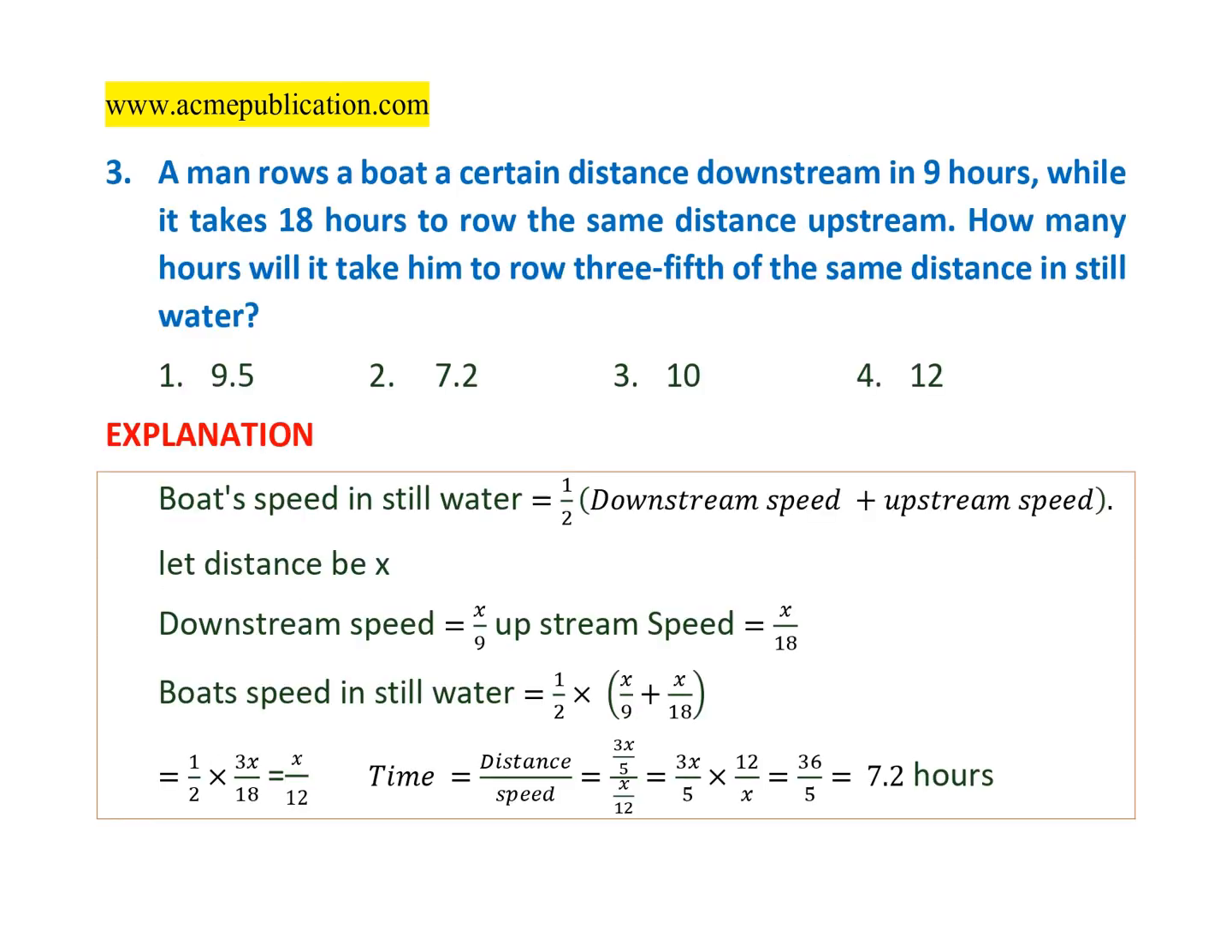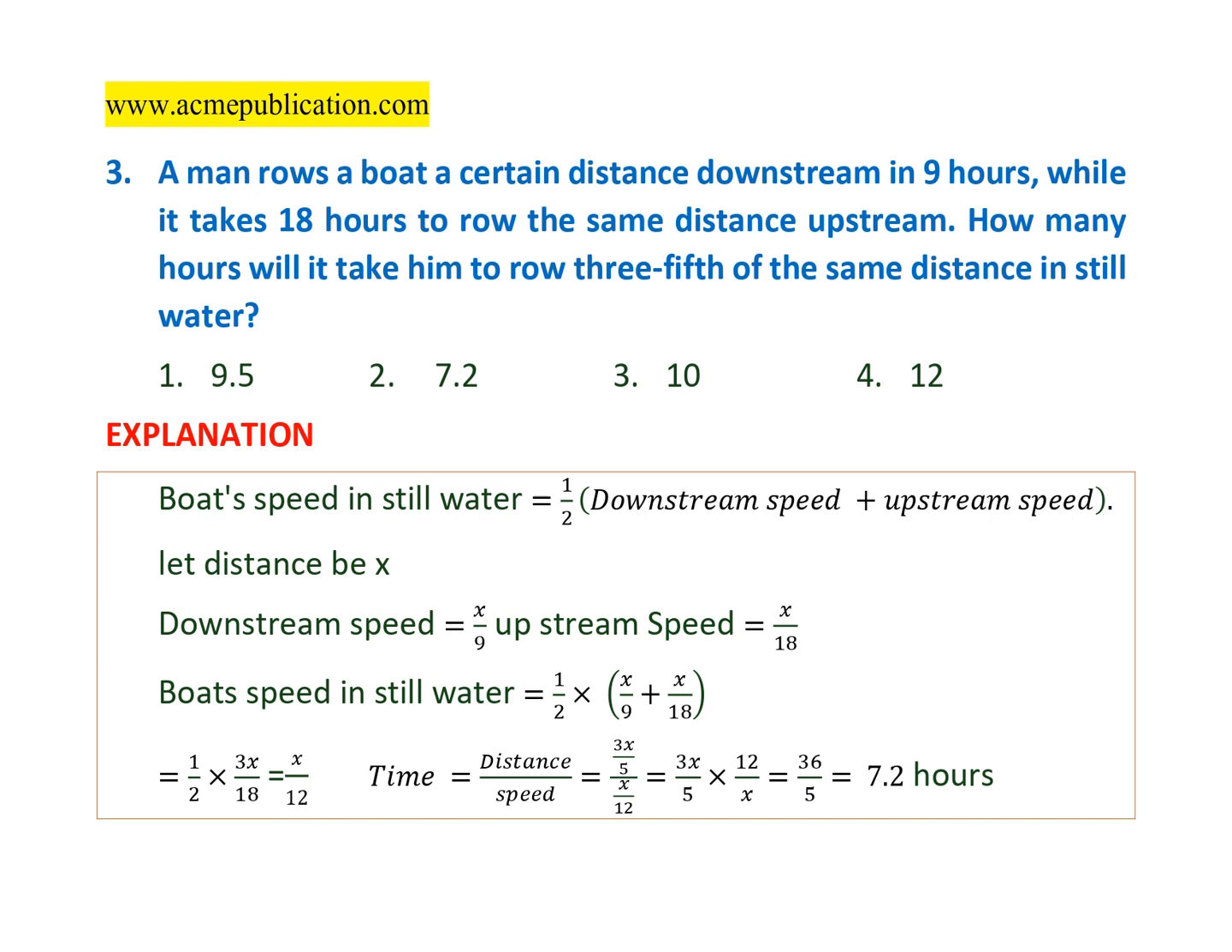Third question. A man rows a boat a certain distance downstream in 9 hours, while it takes 18 hours to row the same distance upstream. How many hours will it take him to row 3/5 of the same distance in still water? Now, for solving, boat's speed in still water is equal to 1 by 2 (downstream speed plus upstream speed). Let's take the distance to be x. Downstream speed will be x upon 9 and upstream speed will be x upon 18.